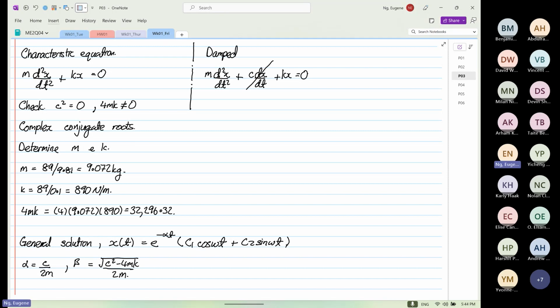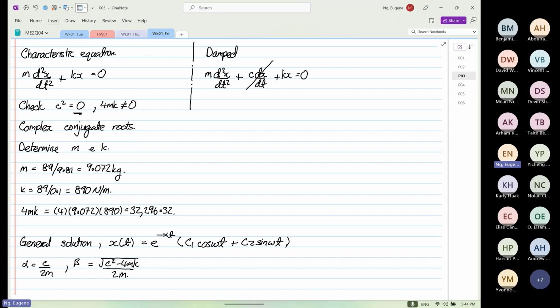Before I go on, anyone have any questions so far? Are we okay? Yes. Because it has complex conjugate roots, this is determined from here, right? c is equal to 0.